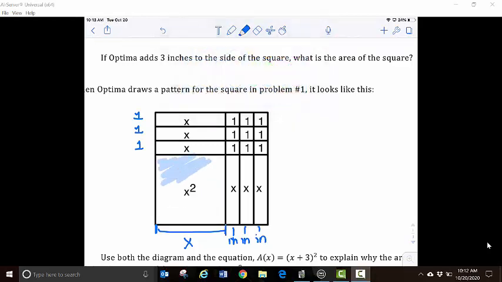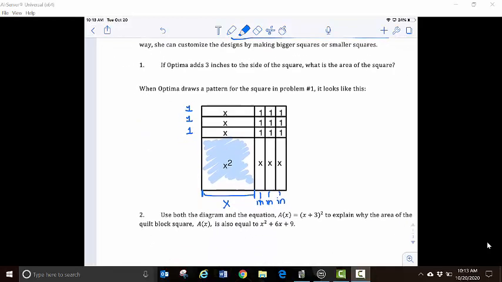Is there anybody that does not have this paper? Do you have this paper? Did you get it from over there? Are there still white ones over there, Mr. Meyer? Okay. All right. So this is what it looks like.